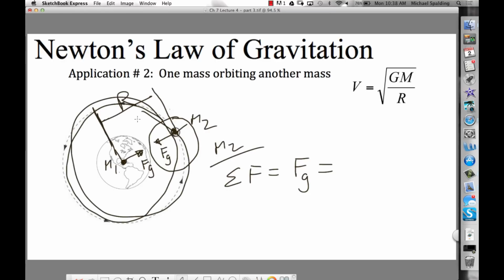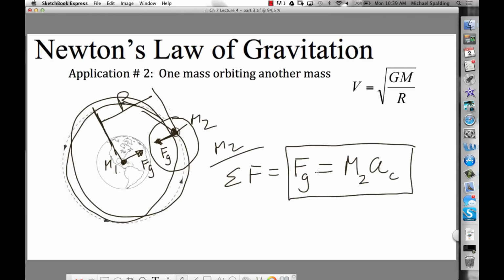For an object that's in a circular path, what type of acceleration is that? Centripetal, which is caused by a centripetal force. So when you sum these forces, the only force acting on M2, if you focus in on M2, is the gravitational force. Sum of the forces equals MA, where this would be M2. This is a centripetal acceleration, because it's in a circular path. Now, we're ultimately going to end up with this right here.